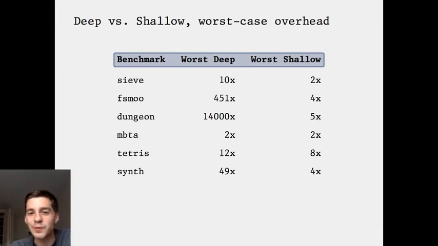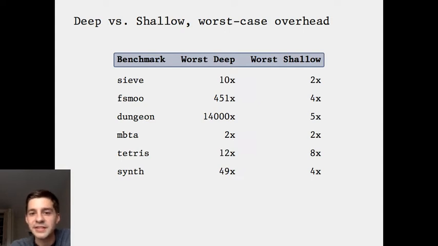So here's just a few that we've been using to measure performance. The left column of this table is the names of different benchmarks. The middle column is the worst case we saw with worst case overhead of deep types. And then the right column is the worst case overhead of shallow types. And in both cases, we're talking about overhead relative to the untyped program.